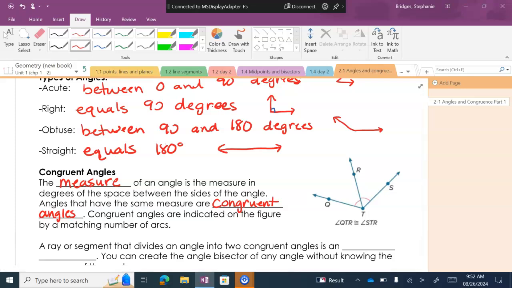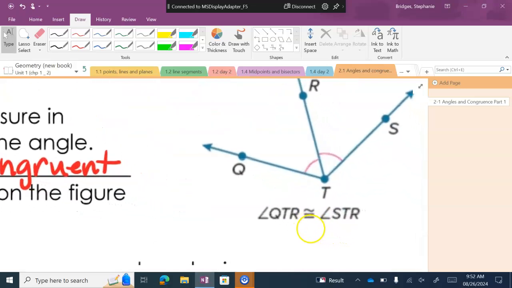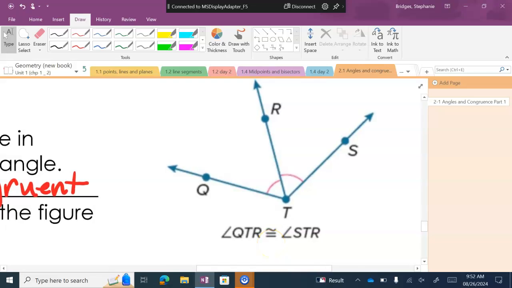Or I could tell you with markings. And if you look at your little picture, do you see this little red curve here and then this little red curve here? Those are your markings that are telling me in the picture that they are congruent. Remember how on a segment we would do these little marks like that? In an angle, it's going to be two curves, or a curve that they're going to show you. So that's how they tell you that it's congruent in the picture.